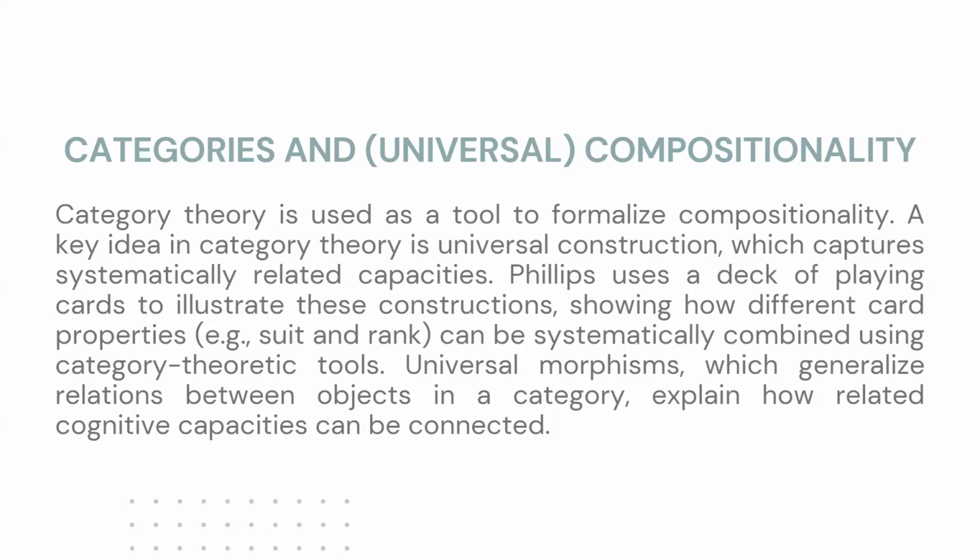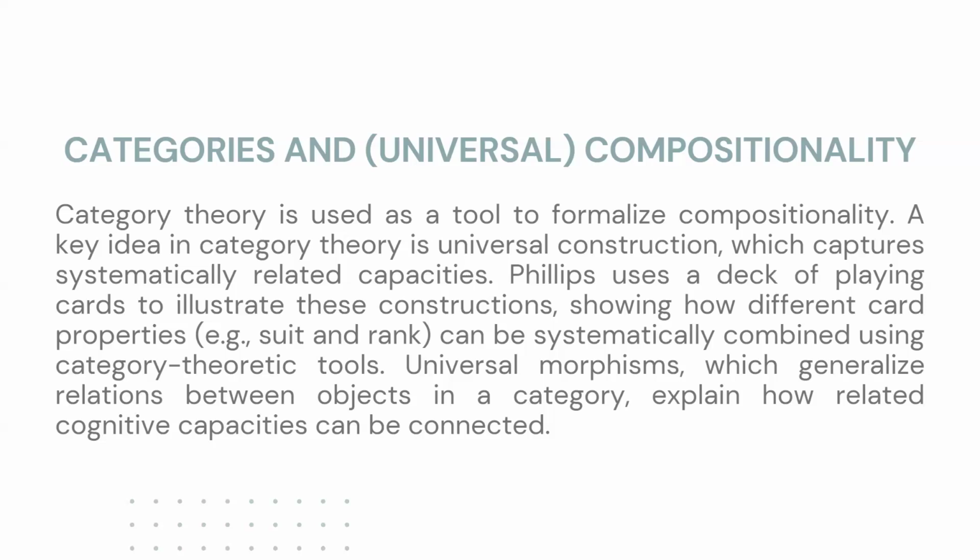And we can see very easily through this example how different properties of the cards, so for example, the suit and the rank, can be systematically combined using category theoretic tools. And I found this extremely refreshing because usually category theory is considered a very abstract and complex topic, but through cards, in my opinion, it does become quite concrete and not complex at all because of the nature of the example.